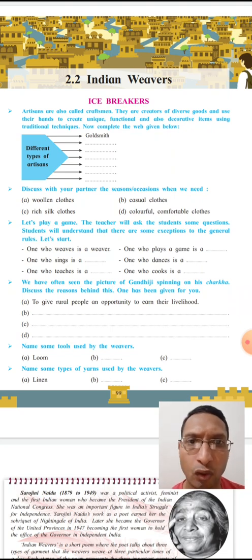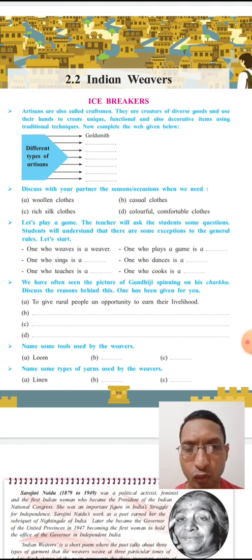Like that, weavers are also there who weave clothes or different types of garments using their hands. They use different designs on it. They weave very beautifully, and we use these clothes in different seasons or on different occasions. So in the second activity, they have given some clothes, and they have asked us when we use them, in which seasons or on what occasions.